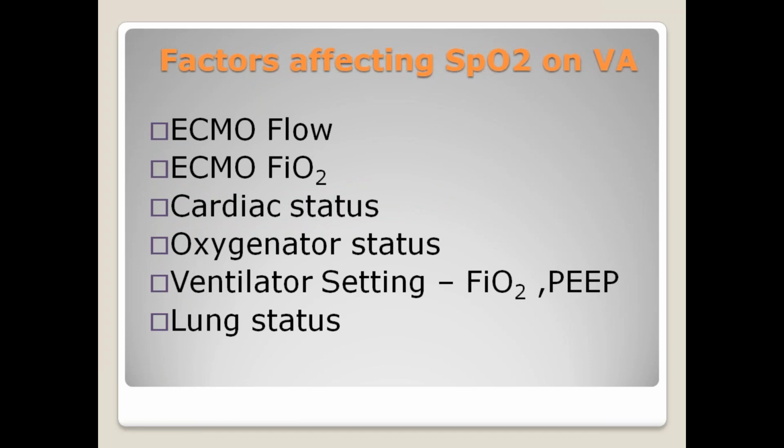If the patient is on VA ECMO and you see low PO2 in an ABG, arterial PO2 is low, that means the patient's native circulation is more than the ECMO circulation. That is the first possibility. And the second possibility is that your oxygenator has failed, so your ECMO is not able to give properly oxygenated blood. So with ECMO flow or ECMO FiO2, the cardiac status is improved, the oxygenation status is worsened. Ventilator settings: somebody changed the ventilator settings, and the lung status is also improved. If the lung status is improved, again this is going to change.